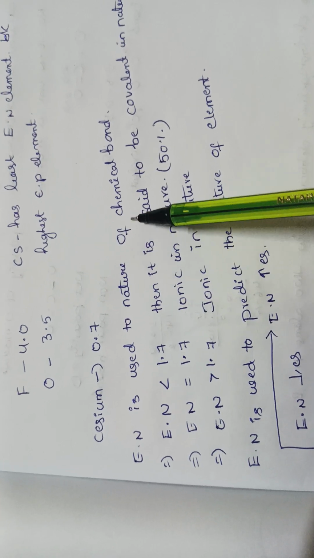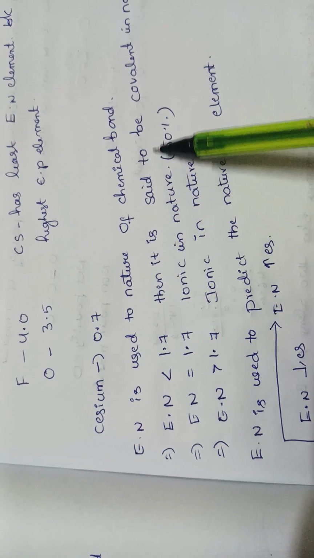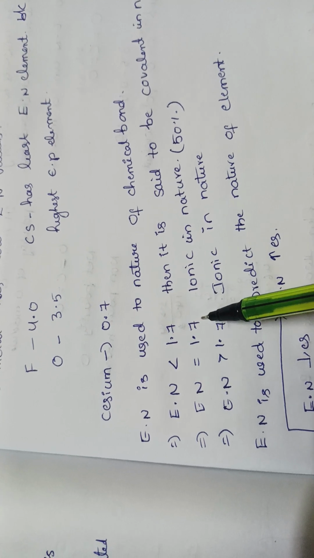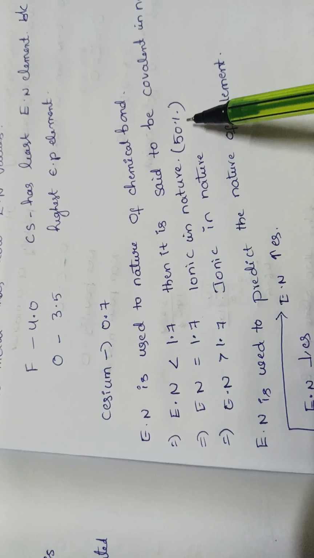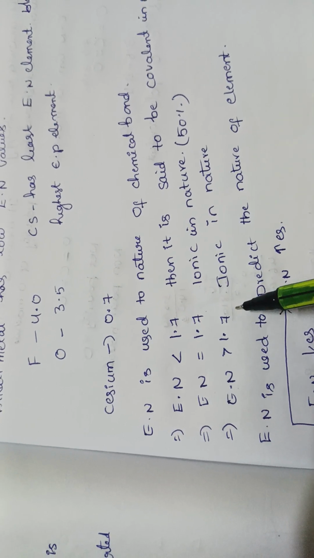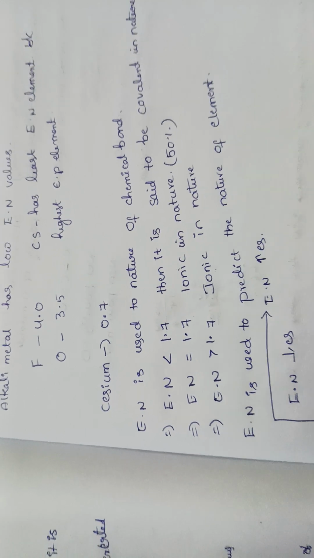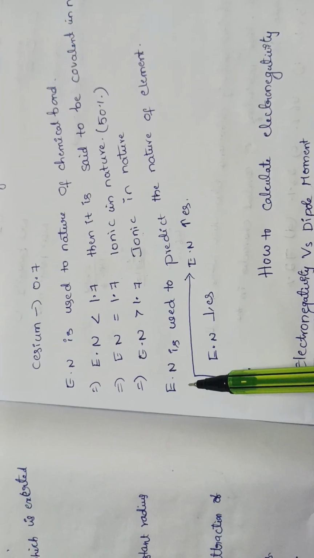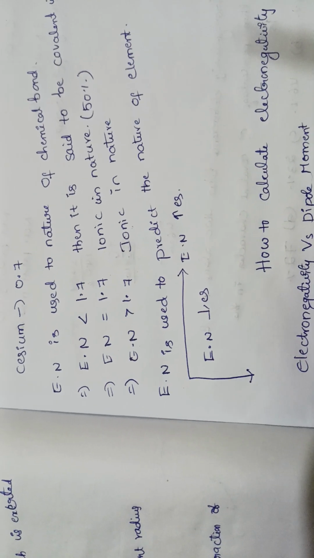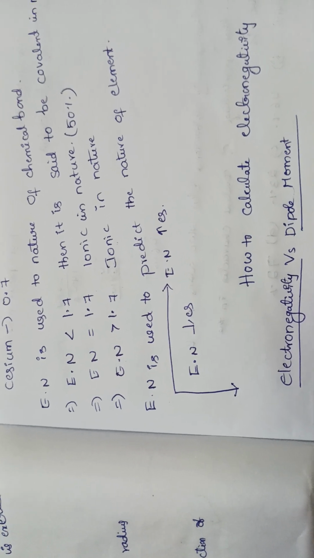Electronegativity is used to predict the nature of a chemical bond. If the electronegativity difference is less than 1.7, then it is said to be covalent in nature. If it is equal to 1.7, that is 50% ionic in nature. If it is greater than 1.7, the bond is ionic in nature. Electronegativity is used to predict the nature of the bond, whether it is covalent or ionic, etc.